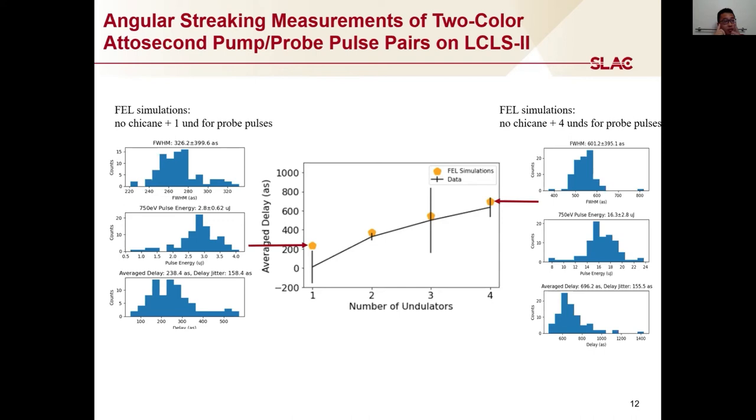The pulse length is still pretty short, say just around 600 attoseconds, and the delay jitter is still pretty small, only around 150 attoseconds when there are 4 undulators for the second color. I mean, we lose a lot, but it's still clean and the delay is still stable. The delay between pump and probe pulses is increased by 150 attoseconds by adding one undulator. This means that we can do an attosecond pump-probe delay scan with pretty high time resolution.